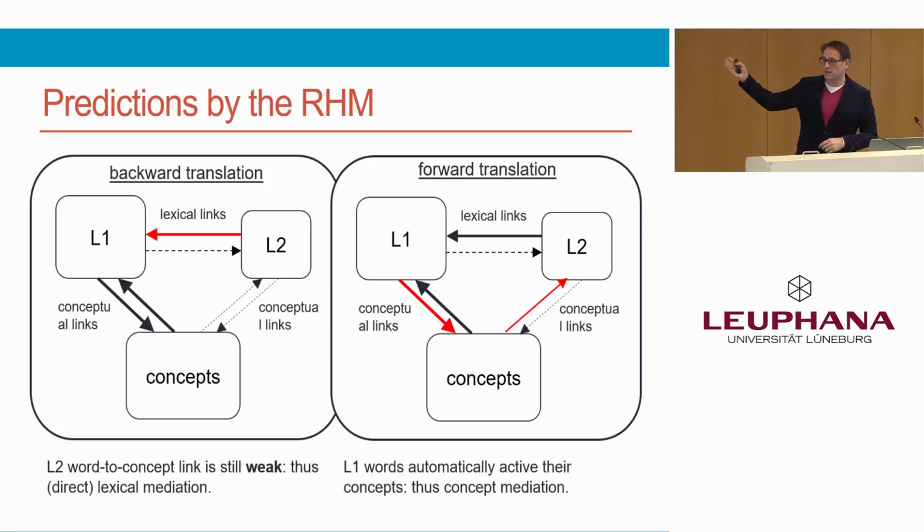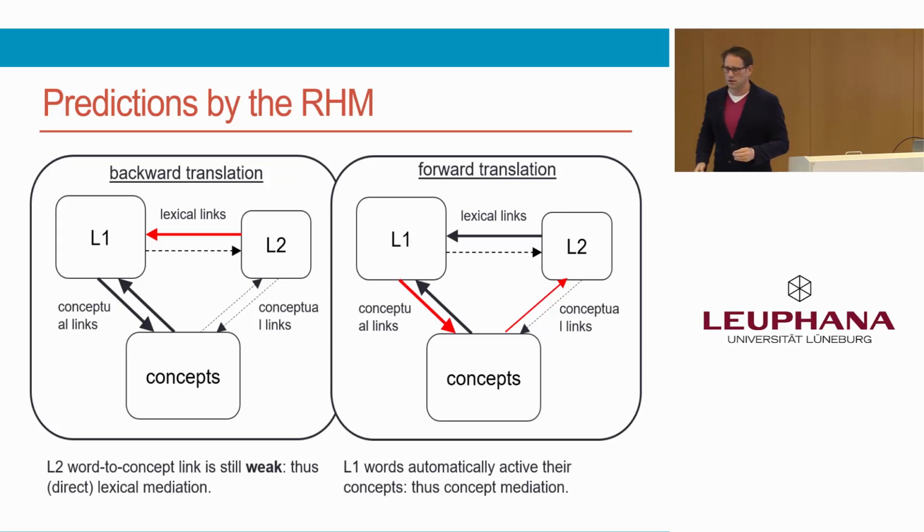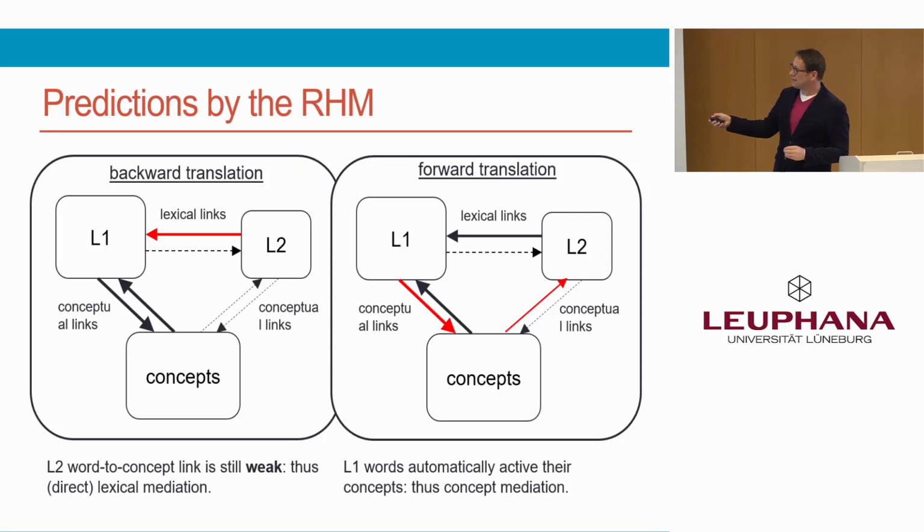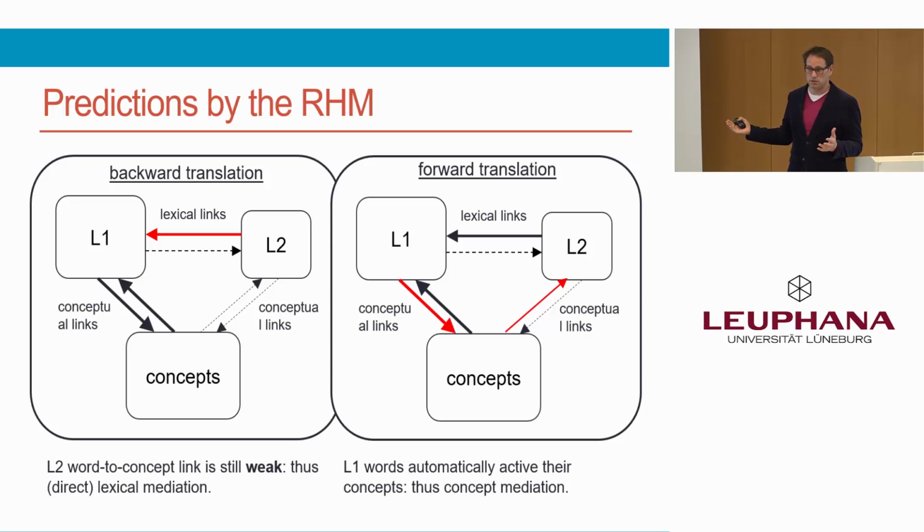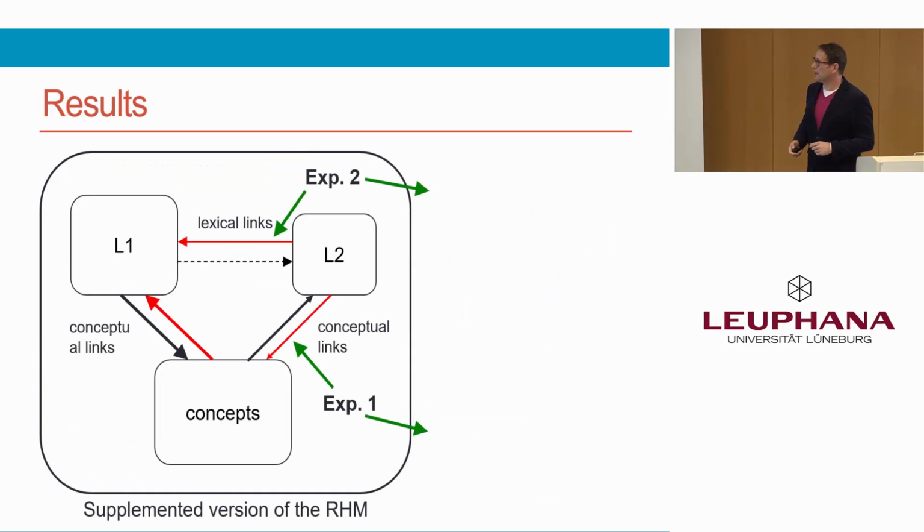So again, if you have this constellation in beginning learners, which one's going to take longer, which one's going to be faster? That's a good question. So is backward or forward translation going to be faster? You just look at the model. This is a direct link, and this is basically a detour. So this one's going to be faster than this one. That's our prediction, okay? Good.